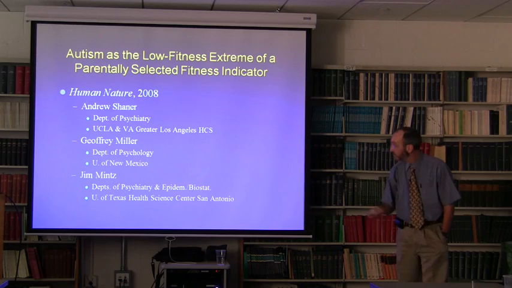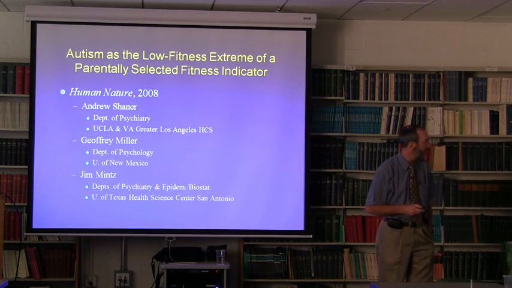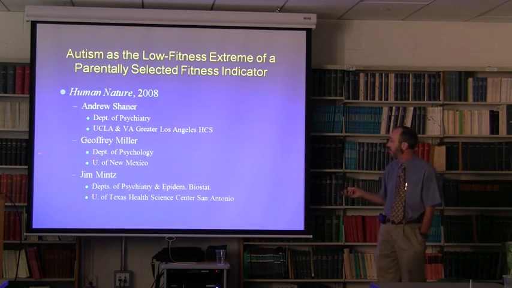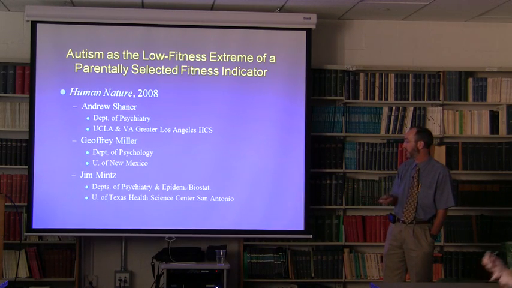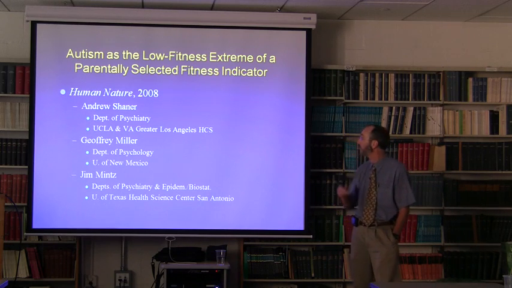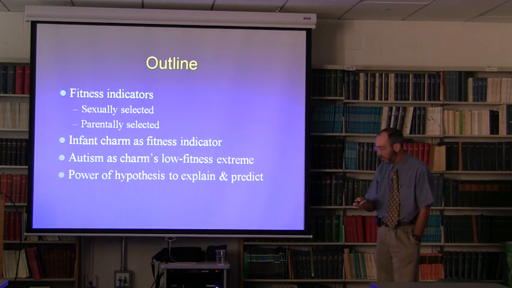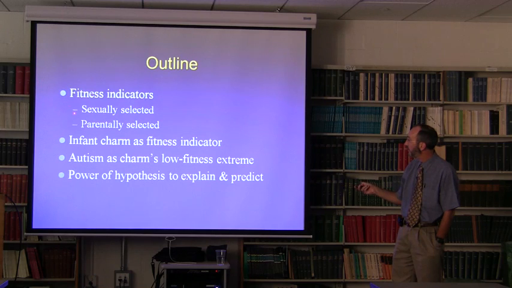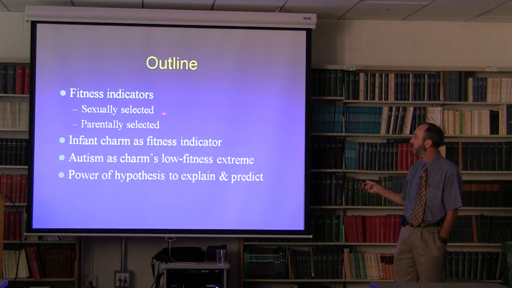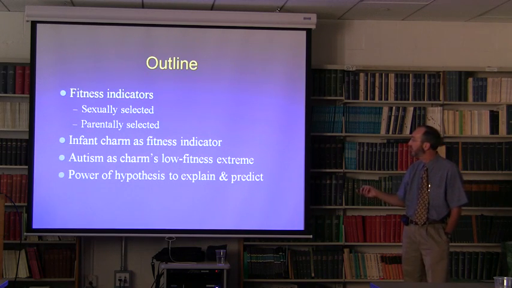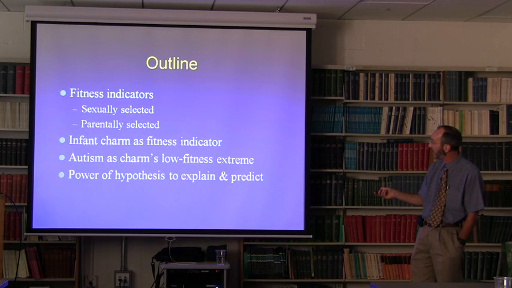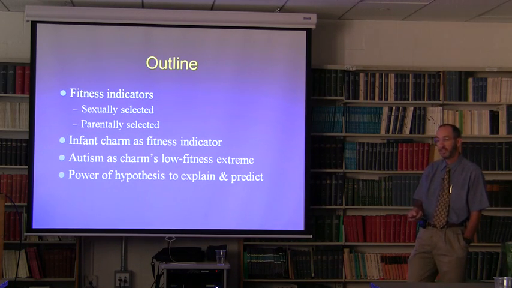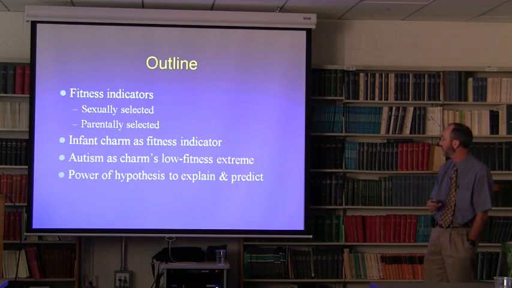It's based on a paper by the same title published late last year in Human Nature. My co-authors are Jeffrey Miller at the University of New Mexico and Jim Mintz at the University of Texas Health Science Center in San Antonio. First, I'll describe fitness indicators, beginning with the background on sexually selected fitness indicators, which are better known, and then on parentally selected fitness indicators. Then I'll discuss infant charm as a fitness indicator, and then autism as charm's low fitness extreme. Finally, I'll discuss the power of this hypothesis to explain and predict.